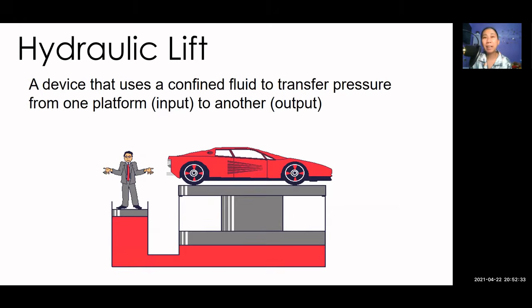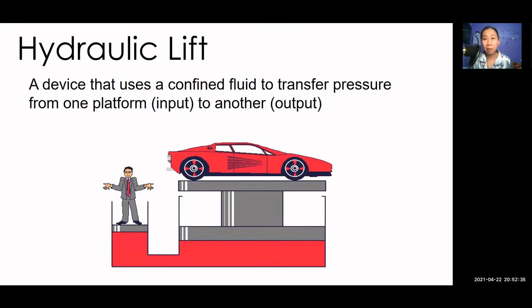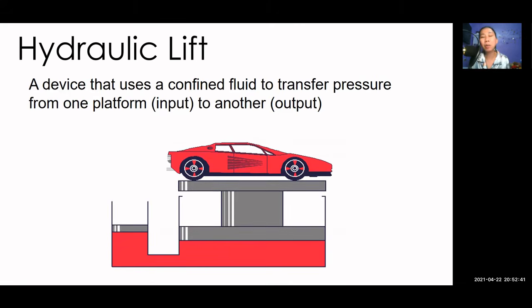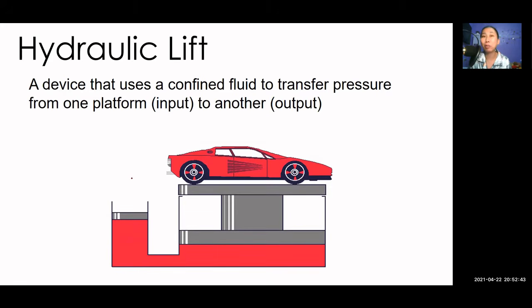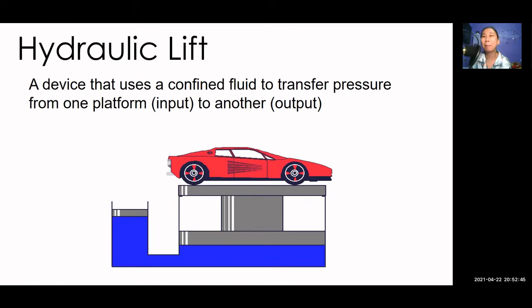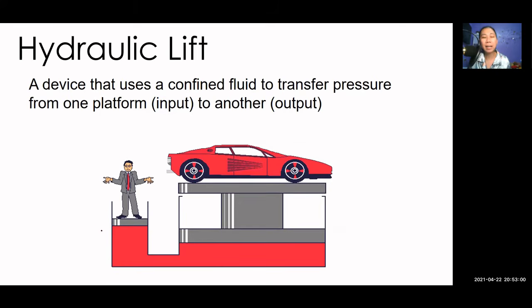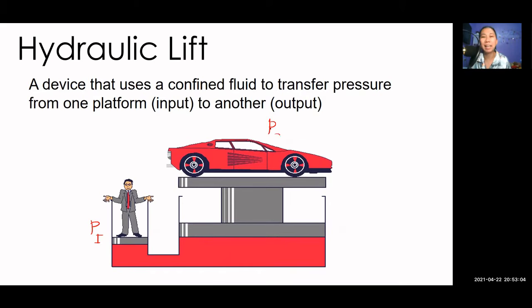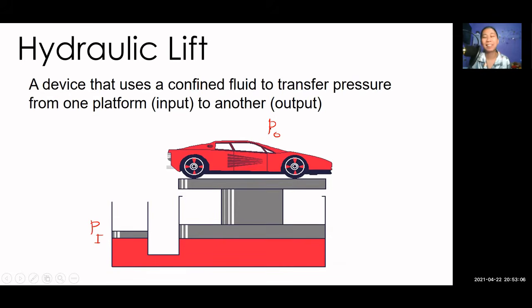So yung hydraulic lift natin, ito yung madalas nakikita sa mga car repair shops. Ito yung ginagamit na equipment para maiangat yung mga sasakyan na kailangang i-repair. So dito, gumagamit lang tayo ng maliit na amount of force para maiangat yung napakabigat na sasakyan. Yung pressure na nakikreate natin sa ating input is also the same pressure na nakikreate natin sa ating output.